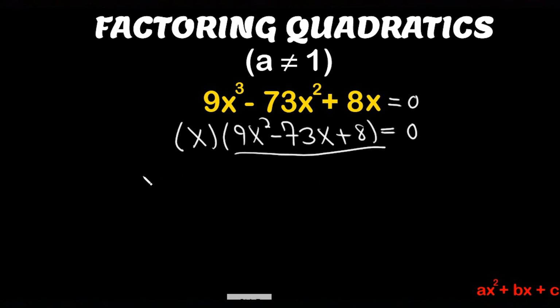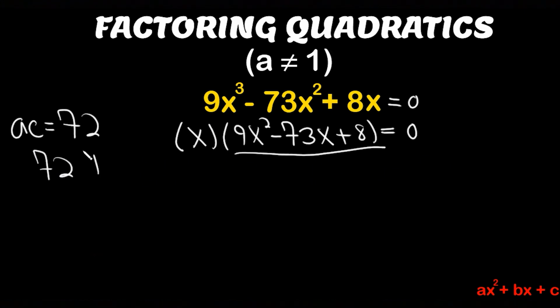Okay? So I'm going to do A times C. If I do that, that's going to be 9 times 8. I'm going to get 72. So I need two numbers that multiply to give me 72, but add up to negative 73. And luckily, this one's a little bit easier. We're going to use 72 and 1.